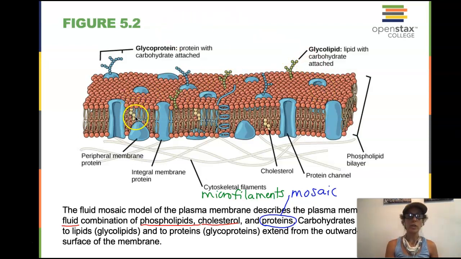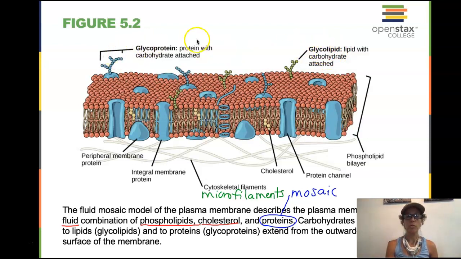These little ring structures that we see on either side, that is the cholesterol. And because it's cholesterol, this would have to be an animal cell membrane. Cholesterol is only found in animal cells. The other thing that is showing up is glycoprotein. Glyco means sugar, so it's a protein with carbohydrates attached. And glycolipids, we have a lipid with carbohydrates attached.